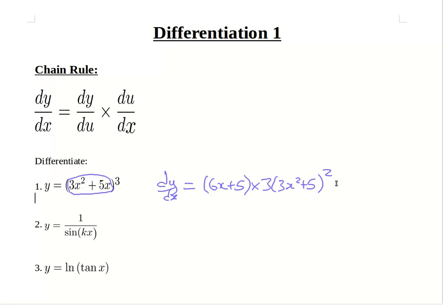It just perhaps looks a little bit different. You might wish to put the 3 in the 6x plus 5, giving 18x plus 15 times 3x squared plus 5x squared.